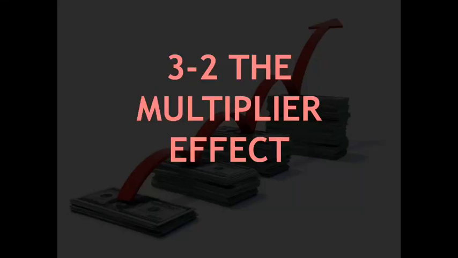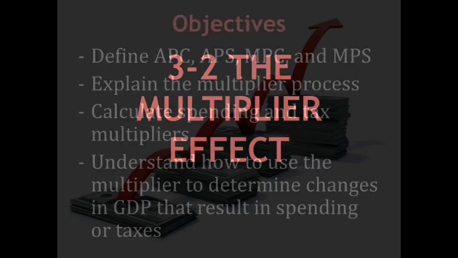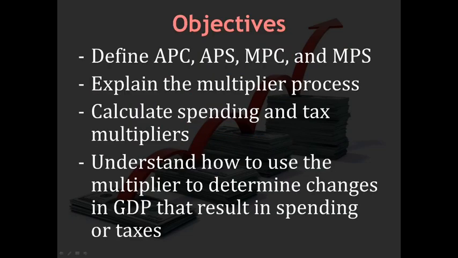This is Mr. Liao, and we're on AP Macro Section 3.2, the Multiplier Effect. Today we're going to look at several things. We're going to look at the difference between consumption and saving. We're going to look at the multiplier process, calculate spending and tax multipliers, and understand how we use the multiplier to determine changes in GDP.